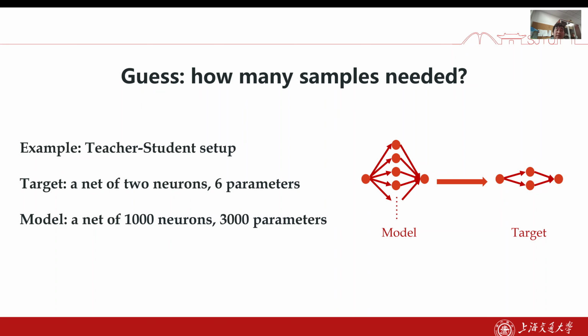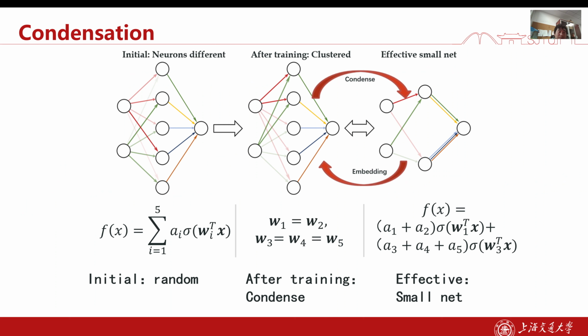Okay, now let's review what we have learned. We have shown that if this condensation happens, neurons in the same layer will tend to behave similarly. After training, they get clustered, so the neural network is a small effective network. I will show the answer.